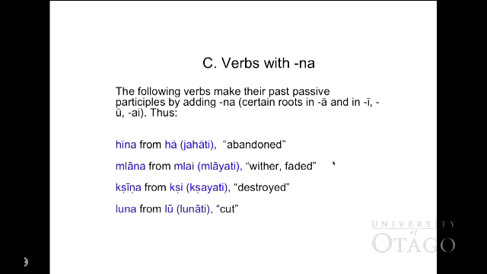C, verb with na. The following verbs make their past passive participle by adding na. Certain roots in R and in E, U, I. Hina from ha, jahati, abandoned. Marana from mri, mriyati, faded. Kshina from kshi, kshayati, destroyed. Luna from lu, lunati, cut.